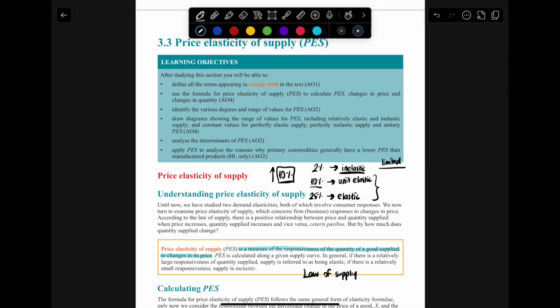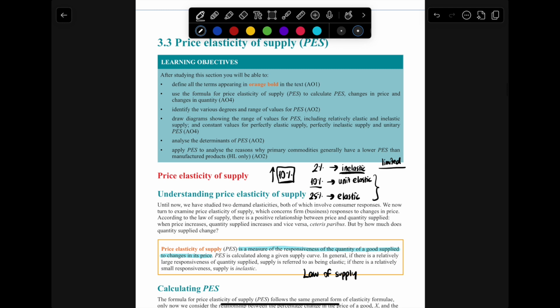So imagine a price increased by 10%. If it increased by 10%, there are three possibilities. Some producers could react in a weak way, so the quantity they supplied could only increase by 2%. This is a weak reaction because they didn't really change the quantity supplied in accordance with the price change. So we would call this inelastic because they didn't respond that much.